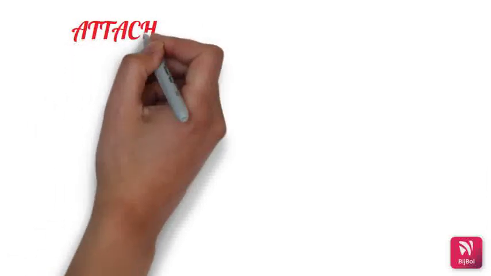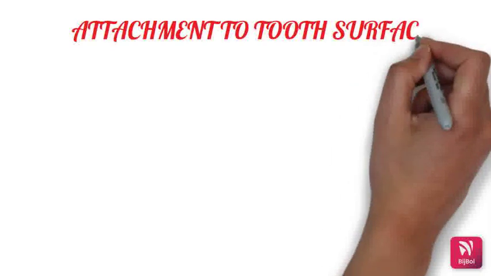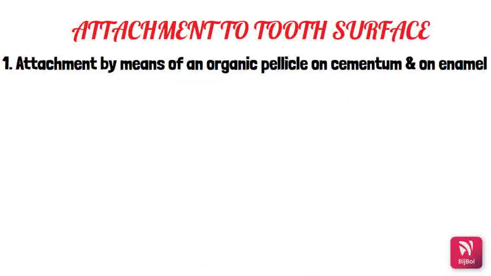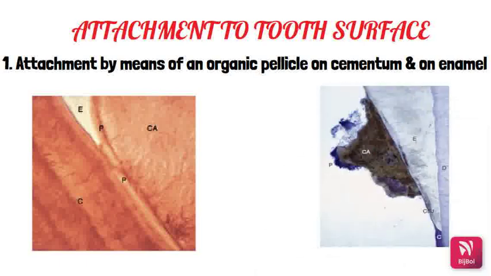Next, we will see the attachment of the calculus to the tooth surface. There are 4 modes of attachment, out of which the first one is by means of an organic pellicle on the cementum and on the enamel. In the first picture, you can notice that the calculus, represented by Ca, is attached to the pellicle which is present on the enamel surface and also on the cementum. In the second picture, you can see that the calculus is attached to the enamel and this is present coronal to the cemento-enamel junction.